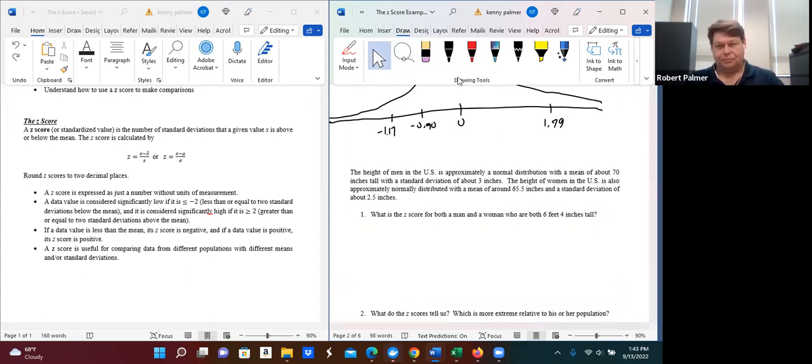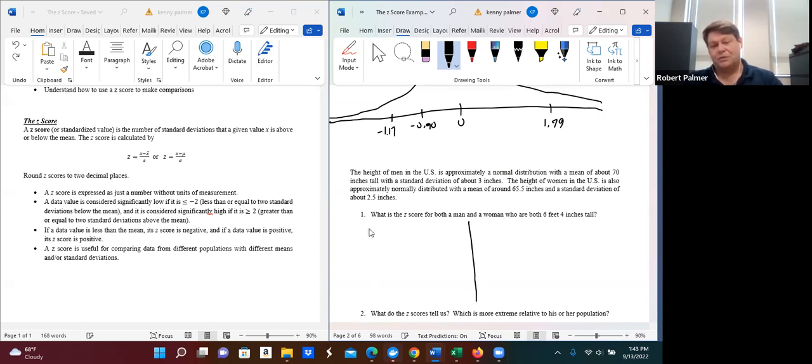So this one says the height of men in the U.S. is approximately a normal distribution, with mean about 70 inches tall and a standard deviation about 3 inches. Height of women in the U.S. is also approximately normally distributed, with a mean around 65.5 inches and a standard deviation about 2.5 inches. Now, that data may or may not be completely accurate or up to date, but it's useful for a comparison. So what we want to do is find the z-score for a man and a woman who are both 6 feet 4 inches tall.